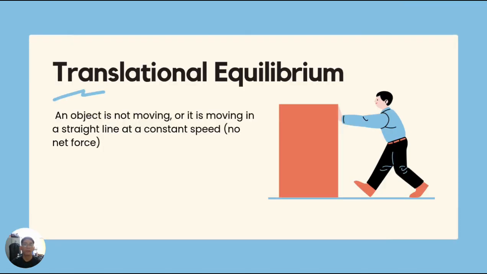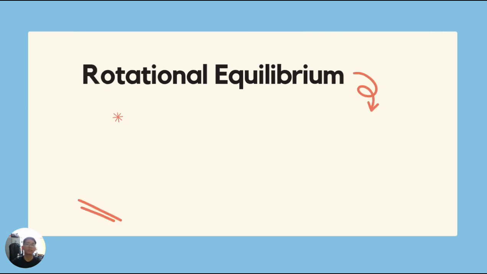My slides will be referencing a video on YouTube from Flipping Physics on the topic of rotational equilibrium. So what is translational equilibrium? It is when an object is not moving or is moving in a straight line at a constant speed, or simply when there is no net force. Next is rotational equilibrium. Rotational equilibrium is when an object is not spinning or is spinning at a constant speed, simply when there is no net torque. So that is when the spin evens out.